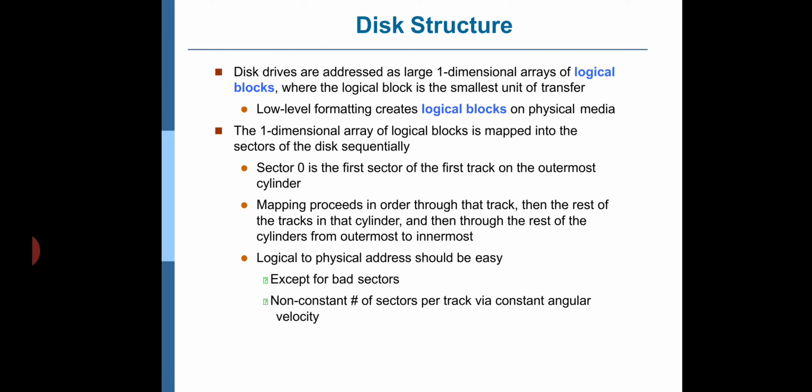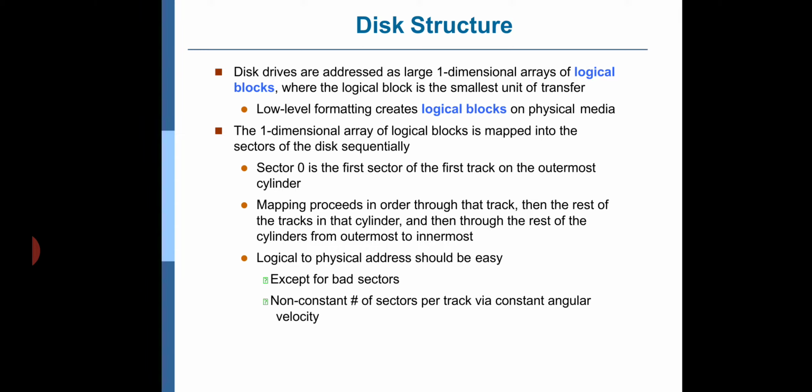Then we come to the disk structure. Disk drives are addressed as a large one-dimensional array of logical blocks, where the logical block is the smallest unit of transfer. Low-level formatting creates the logical blocks on the physical media. The one-dimensional array of logical blocks is mapped onto the sectors of the disk sequentially. Sector 0 is the first sector of the first track on the outermost cylinder. The mapping proceeds in order through that track, then the rest of the tracks in that cylinder, and then through the rest of the cylinders from outermost to innermost.